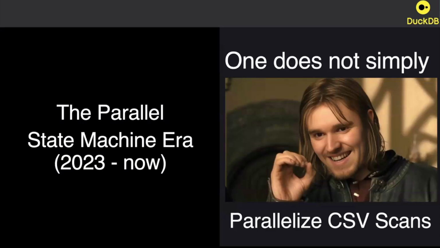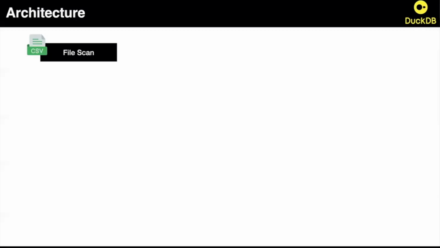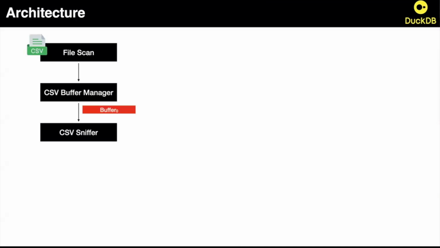And then he was basically like this: one does not simply parallelize CSV scans, kind of a Mordor vibe. But I gave it a try anyway. I'm going to show you a little bit of the architecture of how this parallelization works. Basically you have a CSV file, you create a file scan. This file scan is connected to a CSV buffer manager. That's the component getting the buffers, caching them and passing them through the other steps. The CSV buffer manager starts getting buffers and passing them to the CSV sniffer. The CSV sniffer is the component that determines the dialect and whatnot, like the Woodstock resolver.